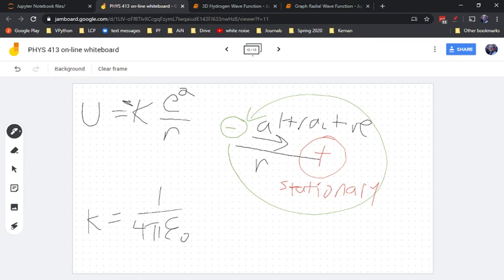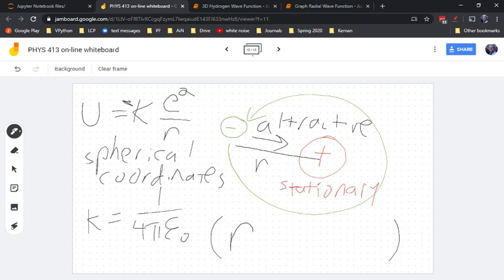So this problem we're going to be solving in spherical coordinates. Just as a reminder, the way spherical coordinates work, you have three variables, three position coordinates, because you always need three variables to describe something in 3D space. You have r, that's the only distance in the problem. It's the distance from the center of the proton to the center of the electron.